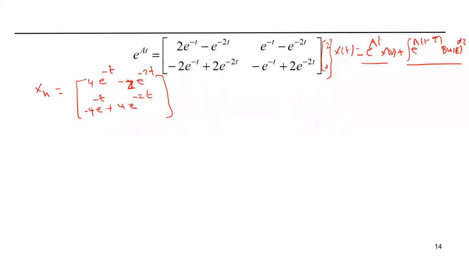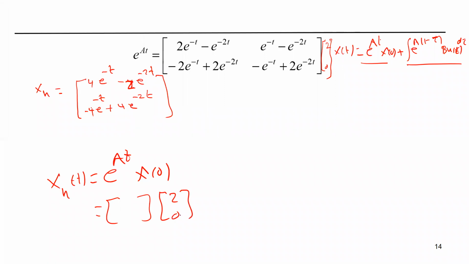What I'm saying is, the homogeneous solution, x homogeneous, equals e to the At times x of 0. X of 0 is the initial condition. E to the At is this one. Now my initial condition is given to me as 2 and 0. So multiply this matrix by 2 and 0. I see, it's just matrix multiplication.